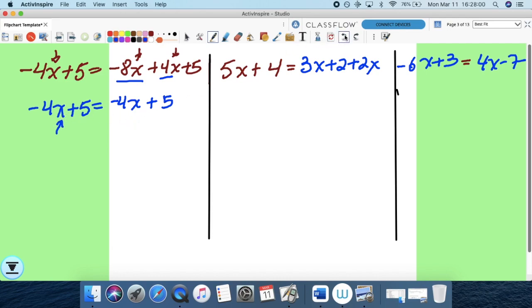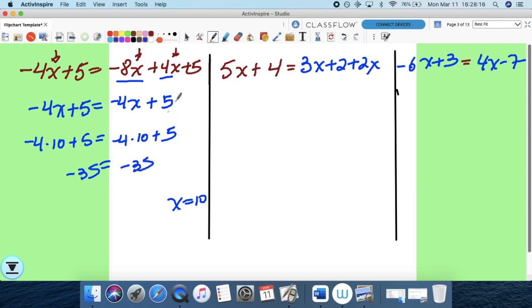Let me pick a number. Let's pick 10. Let me say x equals 10. If I pick 10, I get negative 4 times 10 plus 5. On the right side, I get negative 4 times 10 plus 5. What are we going to get? We're going to get the same exact answer, which is negative 35 equals negative 35.